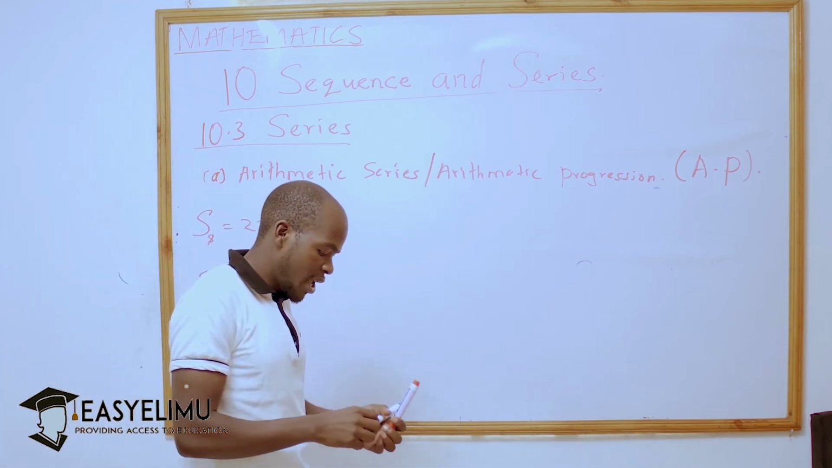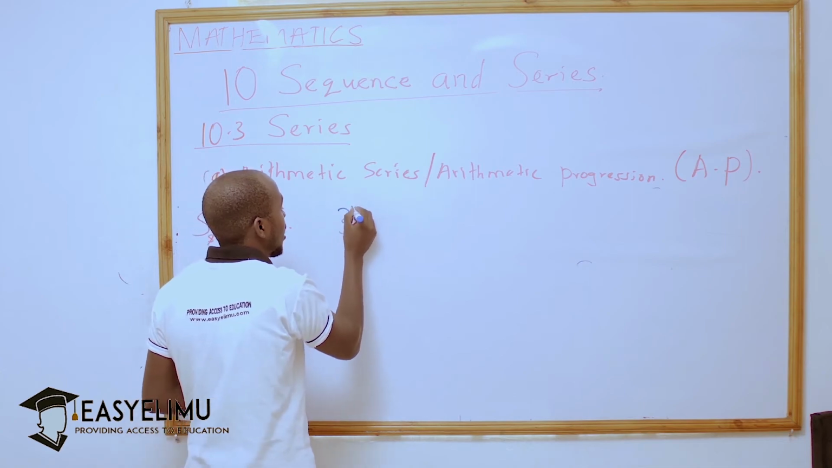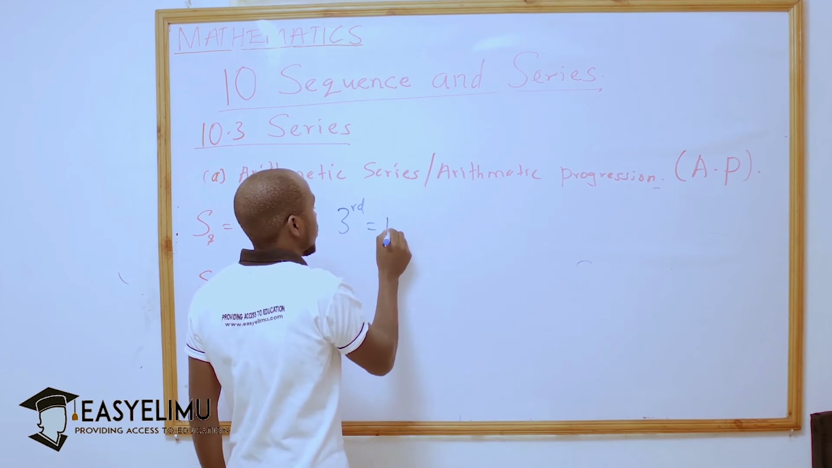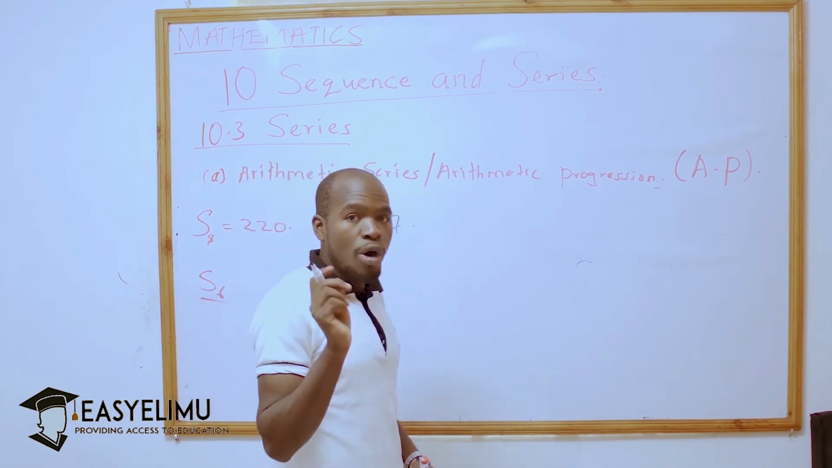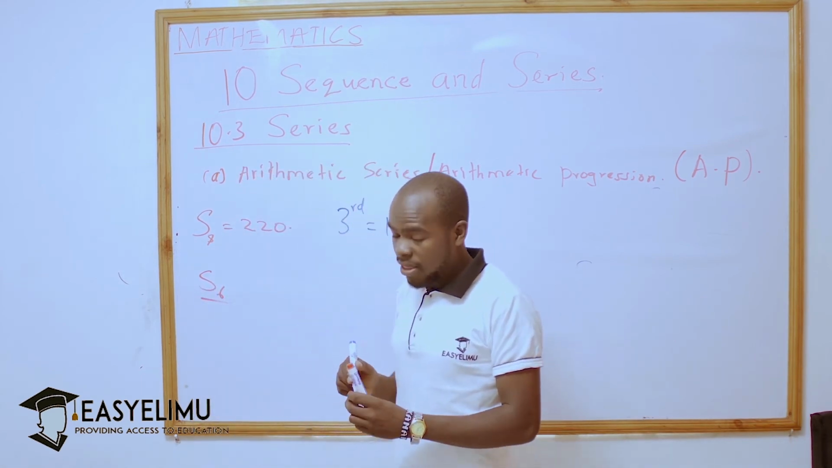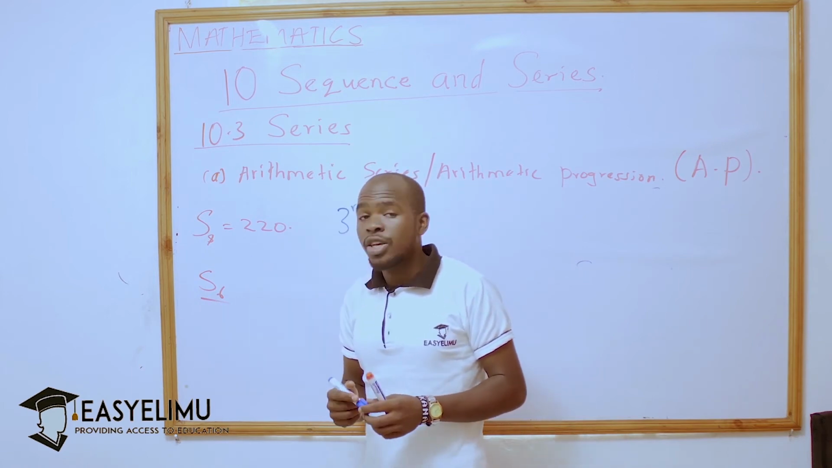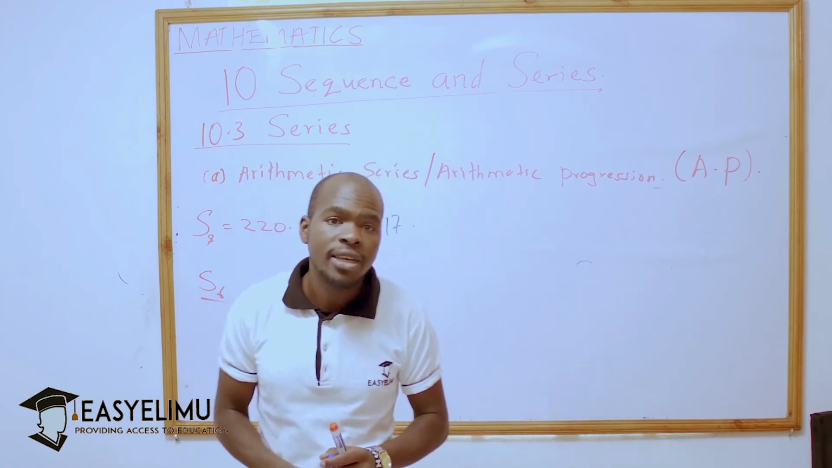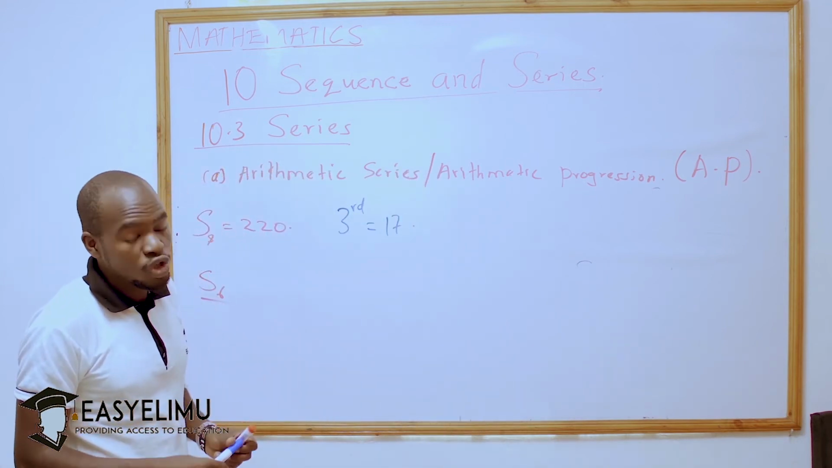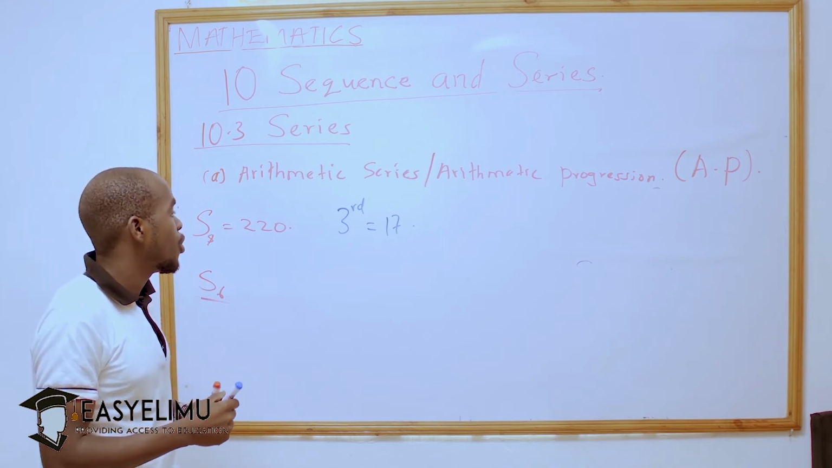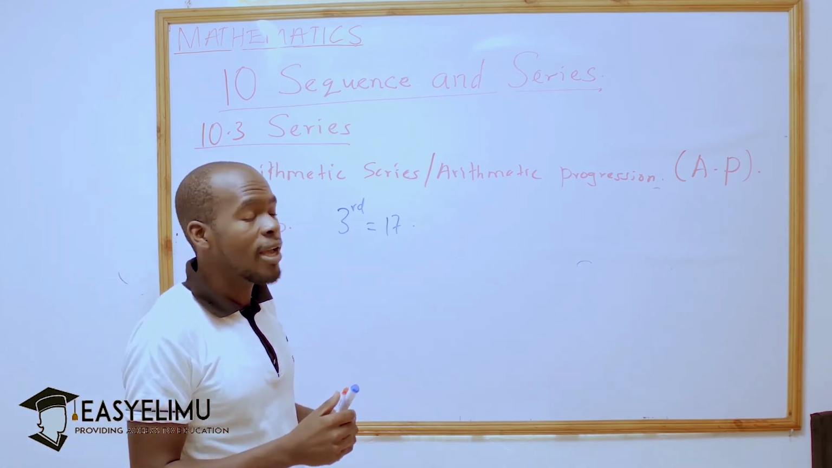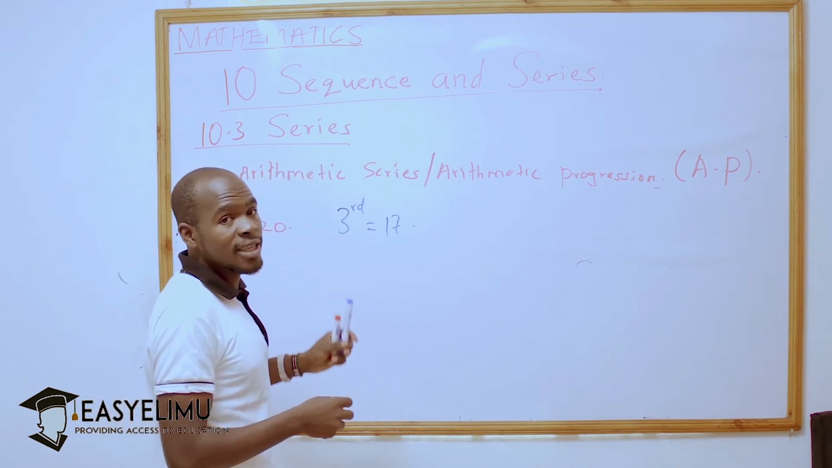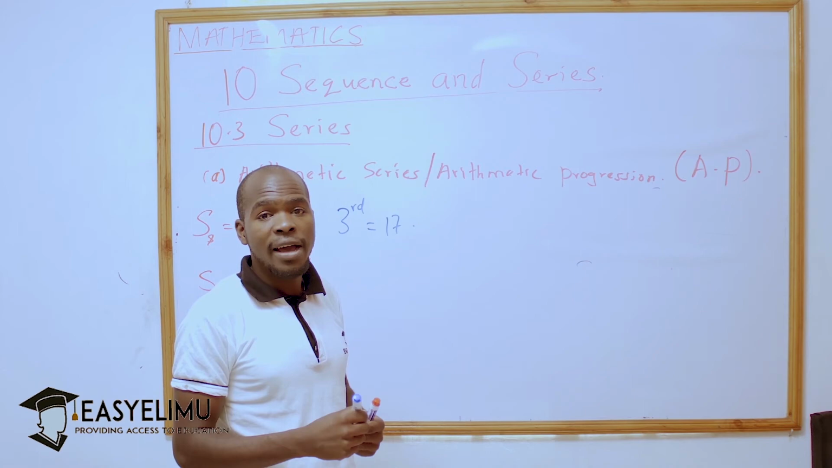Now what we shall do here: you have been told that the third term is equal to 17, and the sum of the 8 terms in that arithmetic progression is 220. So we need to find the sum of the first 6 terms in that arithmetic series. What you need here is simple. Remember the two formulas connecting the two subtopics: the formula for finding an arithmetic sequence and the formula for an arithmetic series.